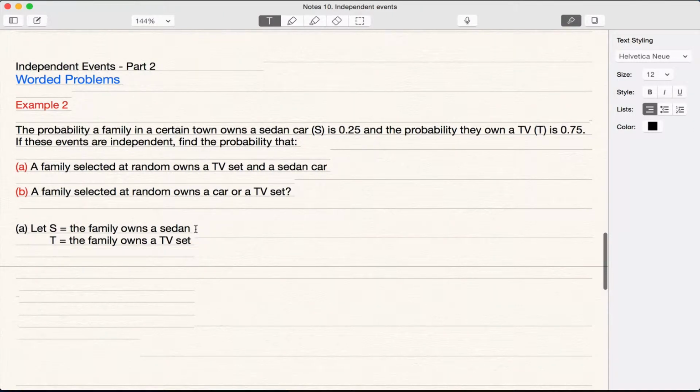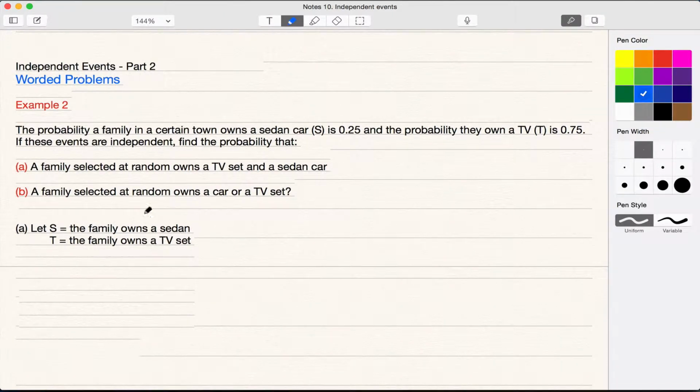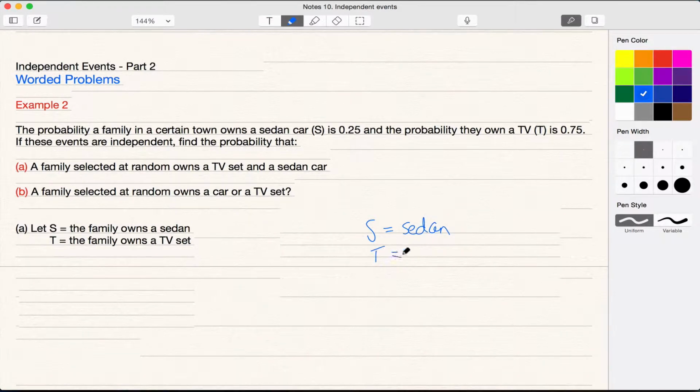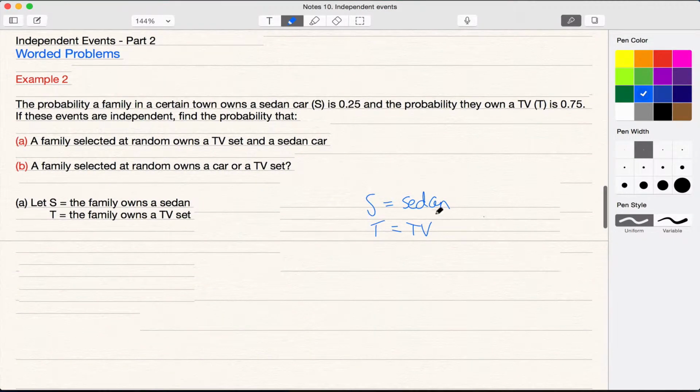Let S equal the probability that the family owns a sedan, and T equals the probability that the family owns a TV set. This is a full definition written out. Please don't be tempted to write S equals sedan and T equals TV, because that's only half a definition. It's not telling us what about a sedan. Is it that people drive a sedan, or is it that they would like to buy a sedan? So you must make sure you're defining it properly with a full sentence.